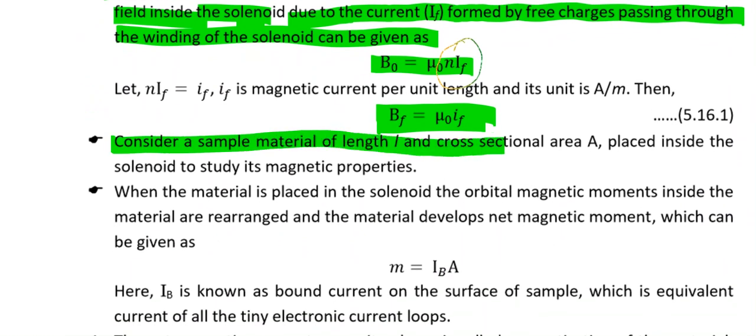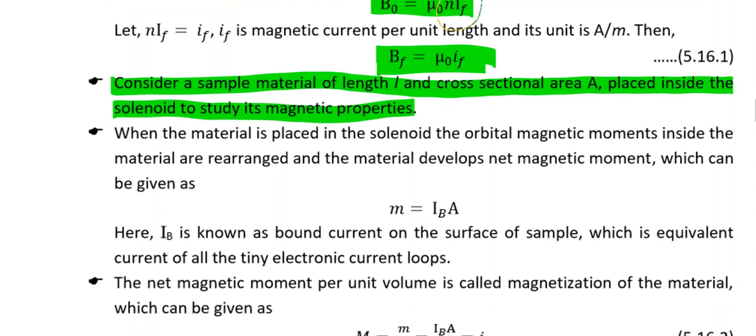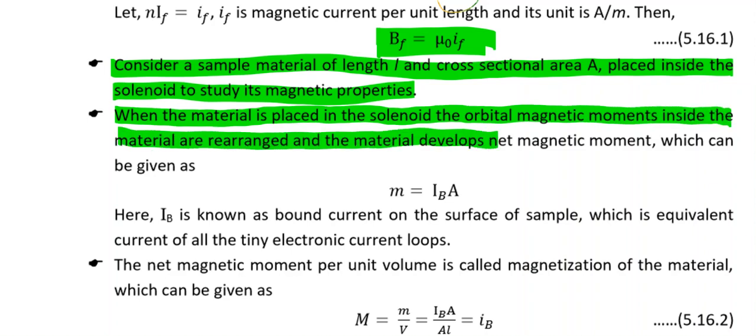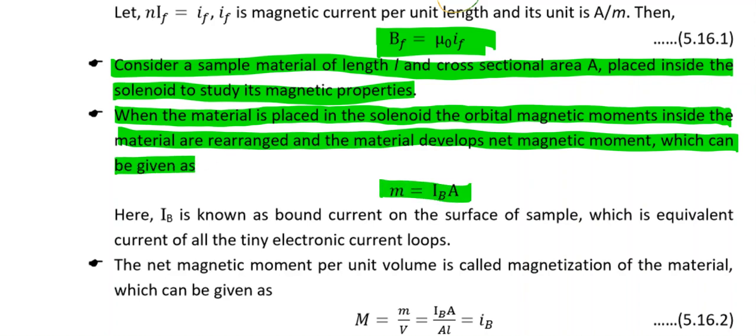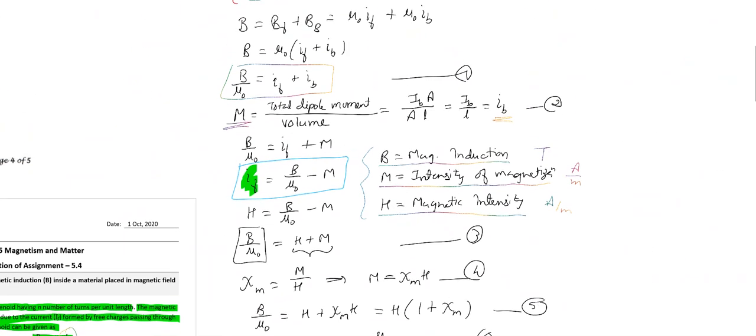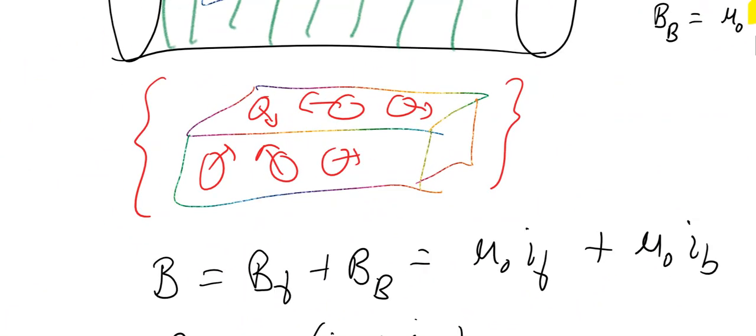Consider a sample material of length L and cross-sectional area A, which is placed inside the solenoid to study its magnetic property. When the material is placed in the solenoid, the orbital magnetic moments are rearranged and the material develops a net magnetic dipole moment, that is I_B A. Earlier, the electrons had their own dipole moments; the moment you subject this material to an external magnetic field, these dipole moments get oriented in a particular direction. Then you can say that the material now has its own magnetic dipole moment.